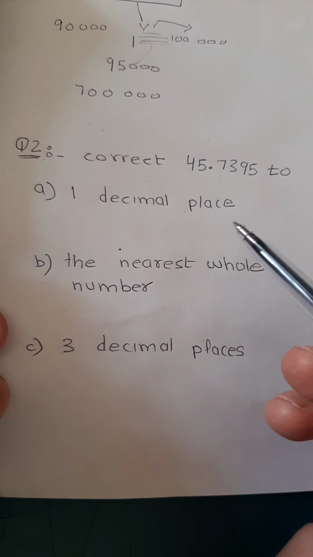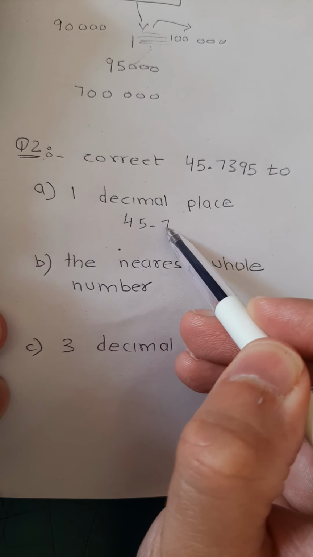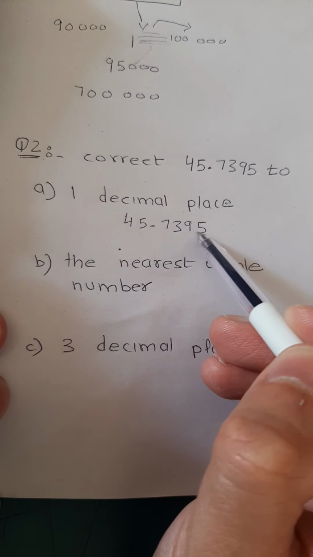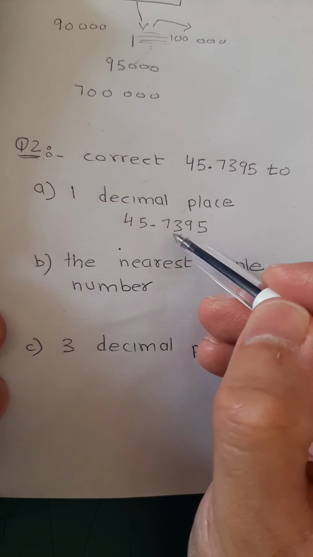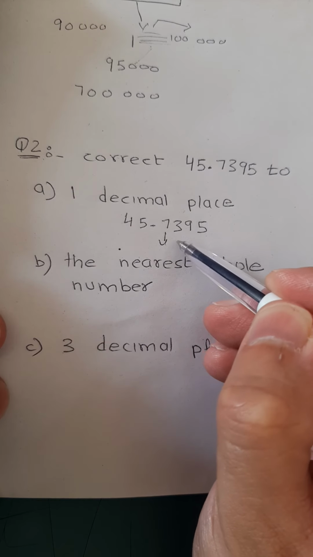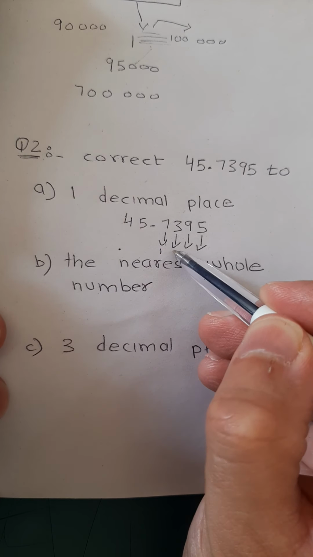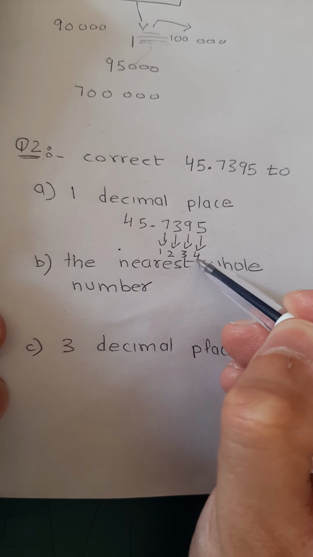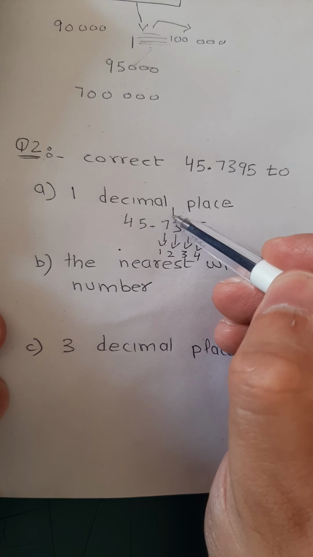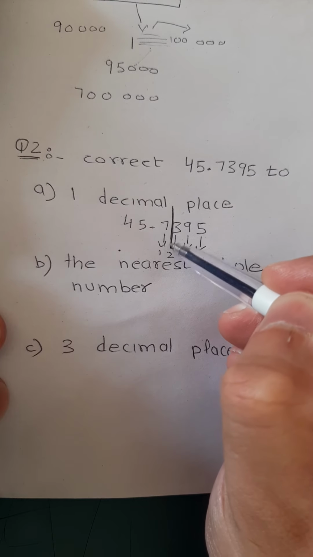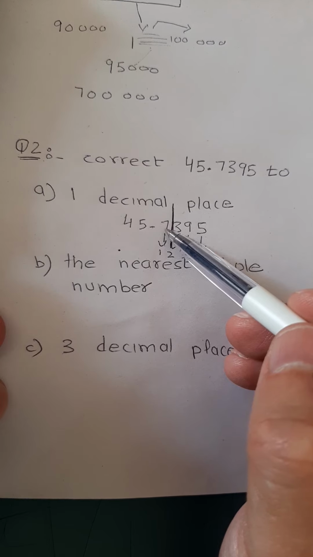45.7395 to one decimal place. Write down your given number, 45.7395. You have to correct this up to one decimal place. This is one decimal place, this is second, this is third decimal place, this is fourth decimal place. You need to correct this up to one decimal place. So just mark a line up to one decimal place.